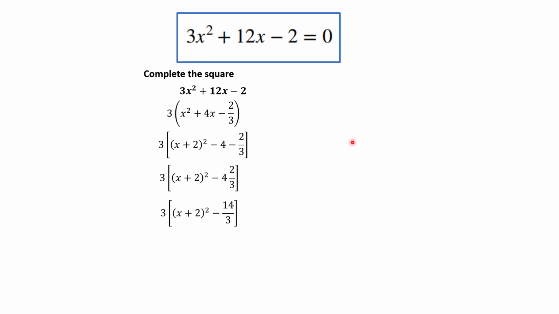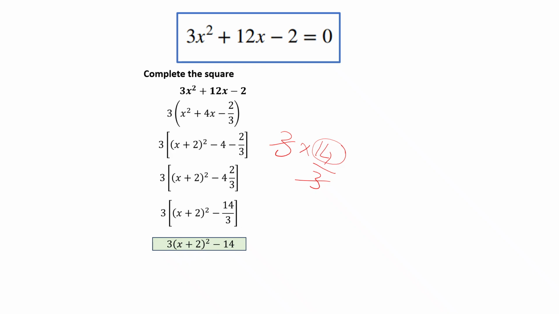That's very good. Now let's multiply the 3 inside. 3 times this is going to be 3 times (x plus 2) squared, and 3 times this is going to be just 14. Why? Because the 3 will cancel the 3 if you multiply them. If you want to see it, it's 3 times 14 over 3, right? The 3 cancels the 3, so you'll just end up with minus 14. If the question asks to complete the square, that's the end of it. We finished. If the question asks to solve, there will be equals 0 in all these steps, right?